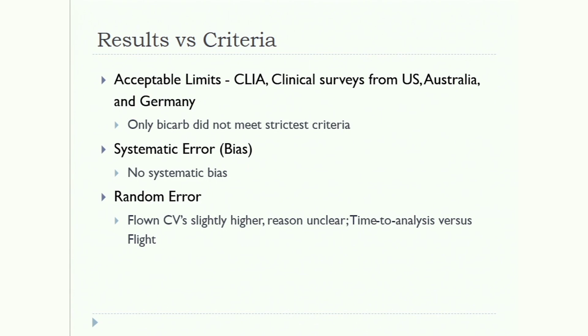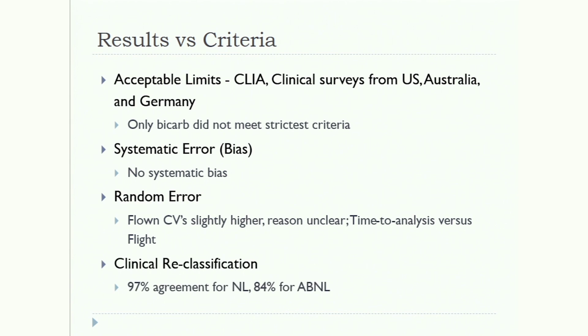In terms of our clinical reclassification, there was 97% agreement for normal samples and 84% agreement for abnormal. And what that was is if, say, my sodium from the terrestrial sample was normal, was the sample that flew on the drone somehow changed? Basically there was a high agreement for normal samples. And the agreement wasn't so good for abnormal samples because there were so few of them, because the people we recruited to donate blood were laboratory staff.